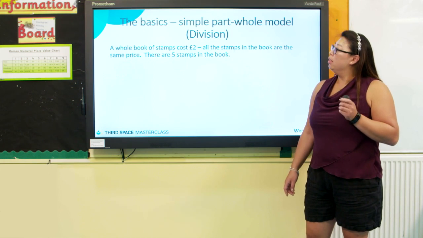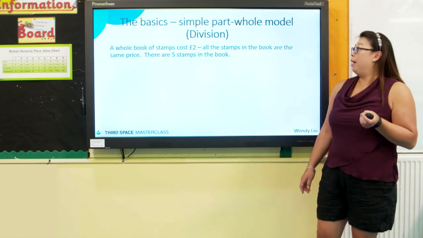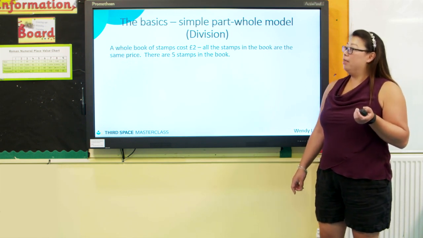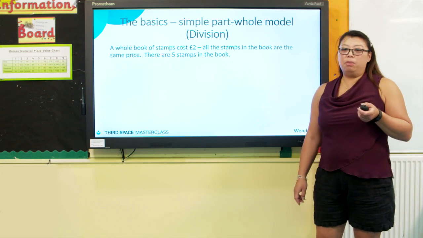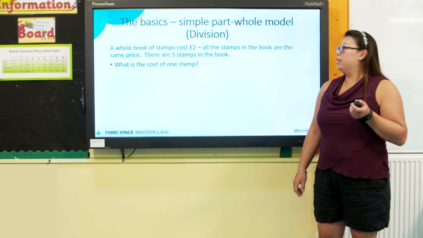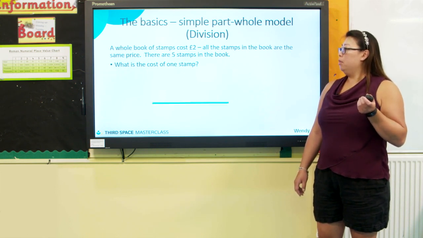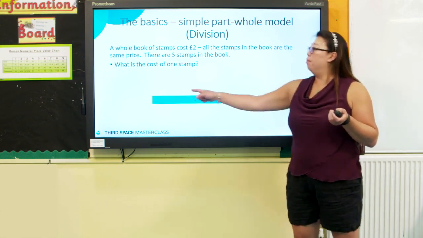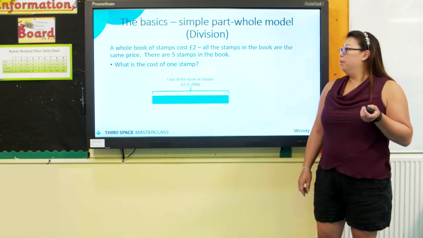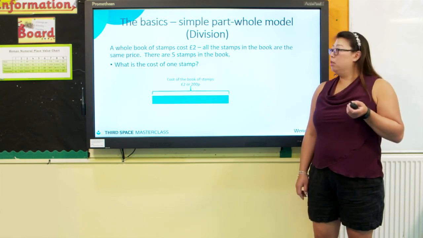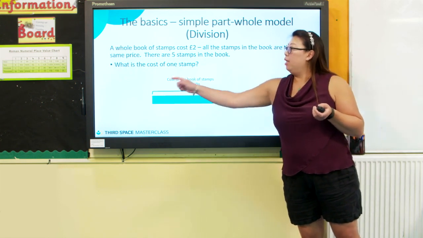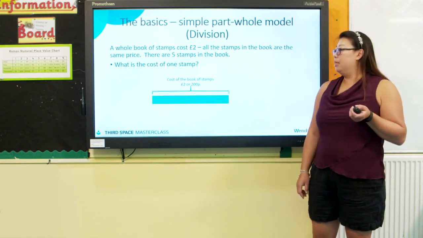With this one, a whole book of stamps costs £2. All the stamps in the book are the same price. There are 5 stamps in the book. Well, this one, it makes sense to just use one whole bar. So what is the cost of 1 stamp is the question. So using one whole bar, we can model the whole book of stamps. Okay, the cost of it is £2 or 200 pence, and we split them into 5 equal parts because there are 5 stamps in each book.